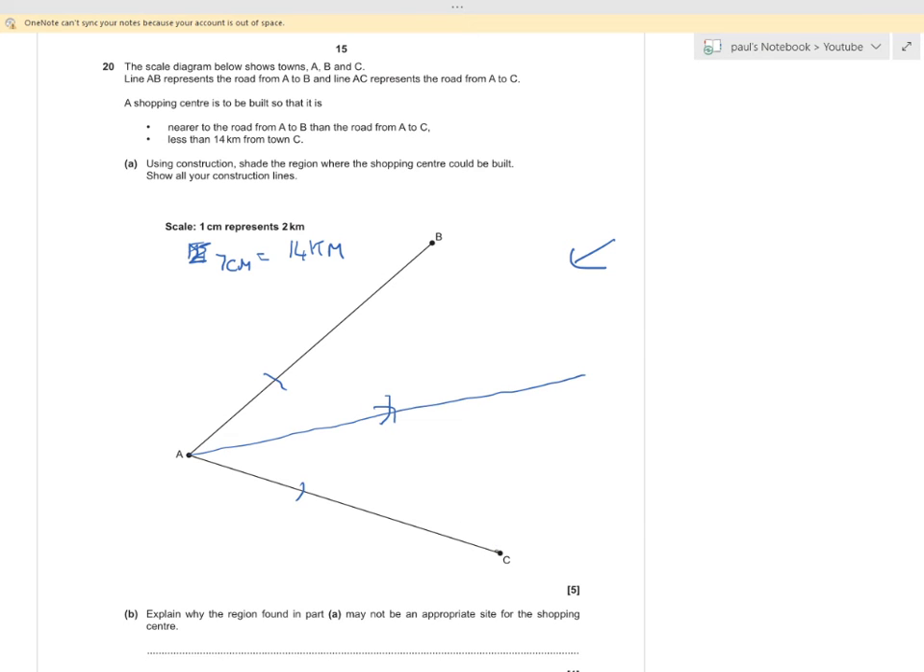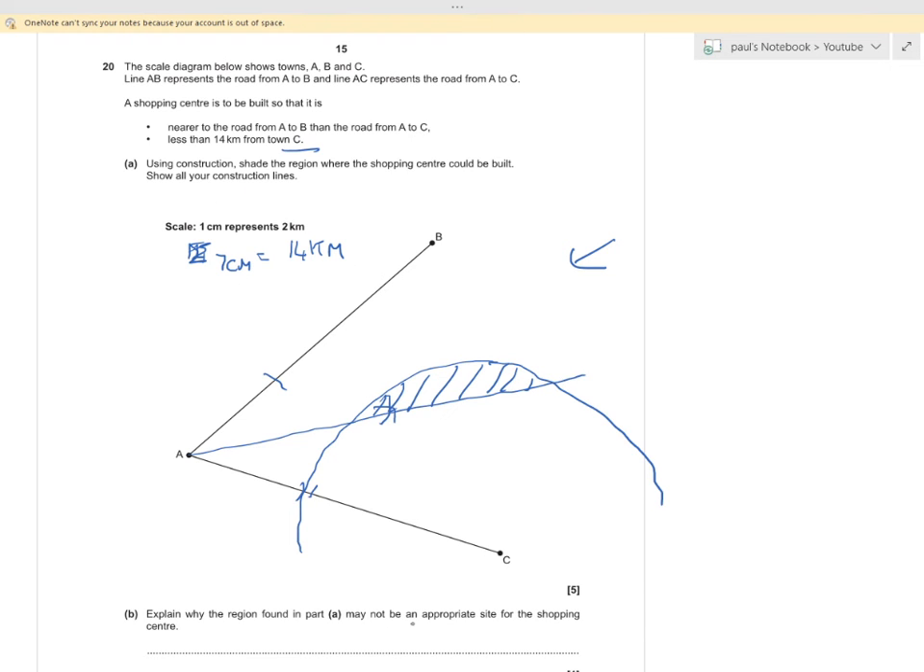So now you need to draw your line 7 centimetres. And again, this is not going to be brilliantly accurate, but you draw a circle with a radius of 7 centimetres from town C. Something like that, yeah? So, use construction, shade the region where the shopping centre could be built. Closer to that line and less than 14.